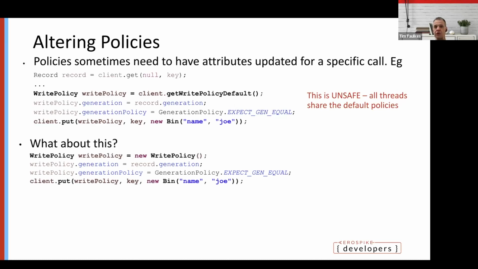Okay, so that's the wrong way of doing it. Let's look at another way of doing it. And this is probably the most common pattern I see. I get my write policy and I create a new write policy, so getting all the defaults from the compiler. I set my generation policy and I do the write.